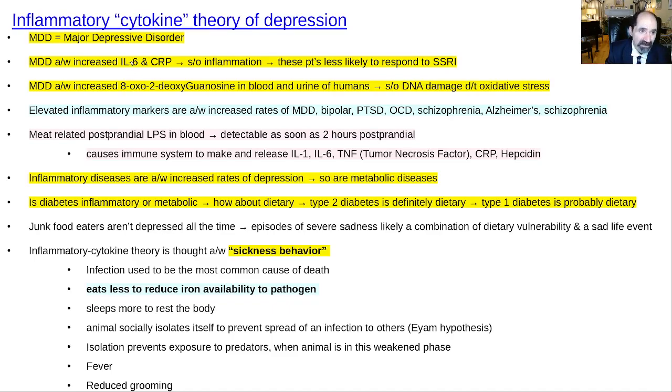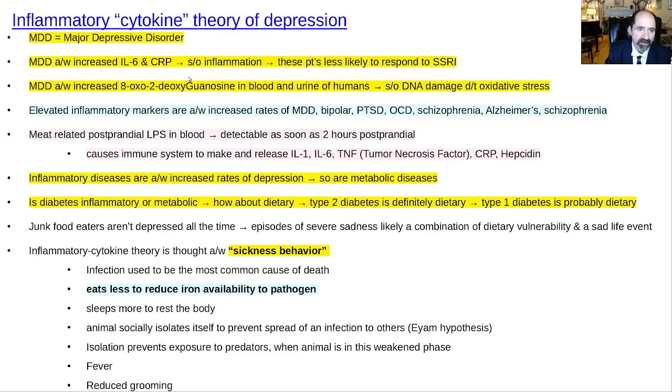MDD is abbreviation for major depressive disorder. They've shown now that there's elevated blood tests for interleukin-6 and C-reactive protein suggestive of inflammation. But like we talked about, just a high-fat meal will bump up your CRP. Also, the side effects of meat causing inflammation can bump up your IL-6. So these could just be side effects of a meat diet rather than some other form of inflammation.